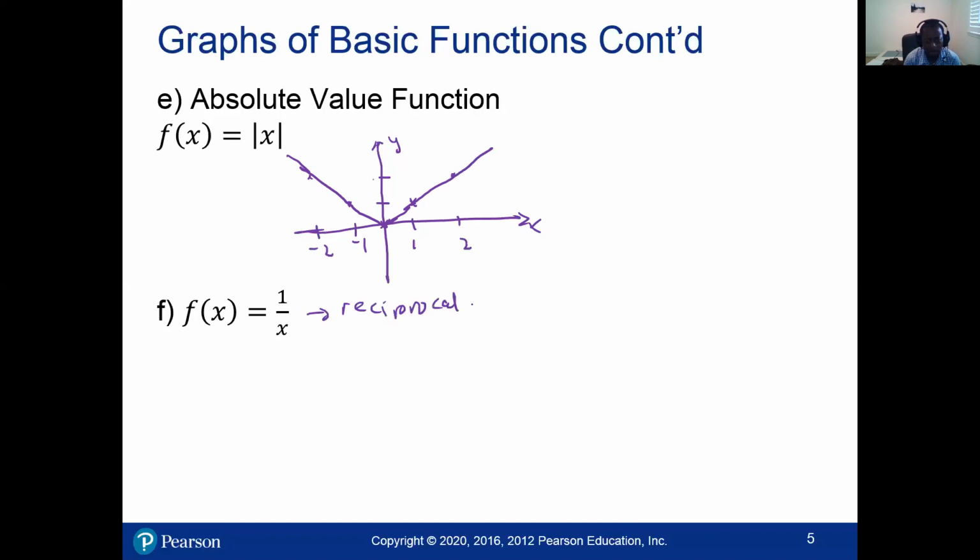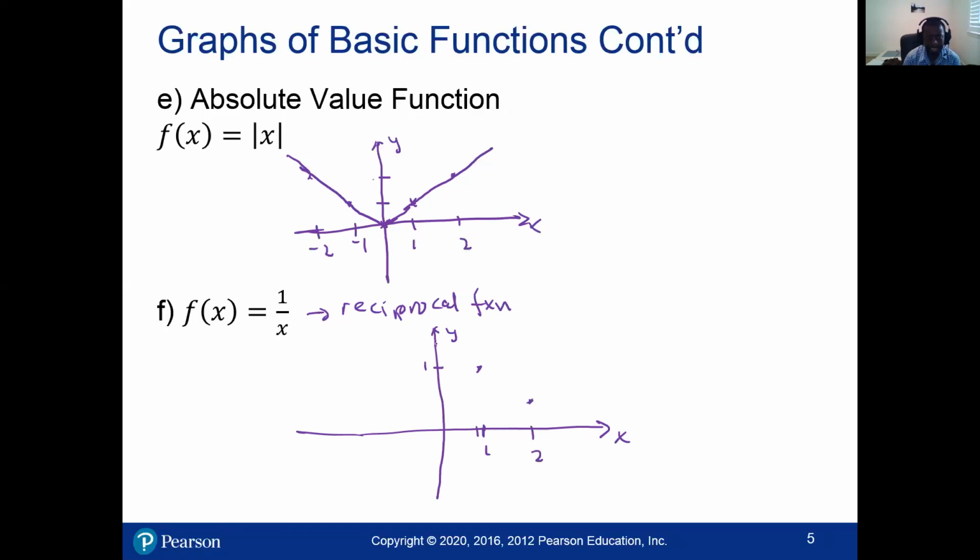Now, this one is called the reciprocal function. So I have my x and y axis, and then I have x and y. Okay, if x is 1, just 2 points there, 1 and 2. If x is 1, 1 over 1 is 1, so we have this point right here. And if x is 2, the y is one half of that, so that is this point right here.